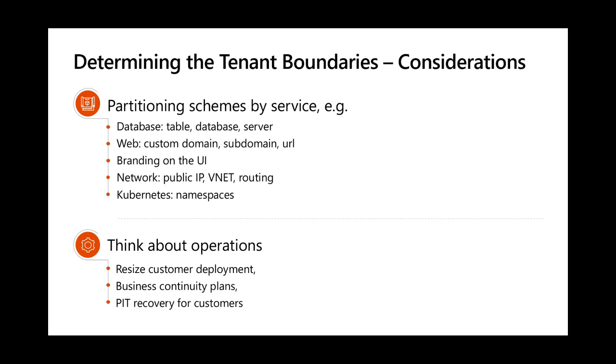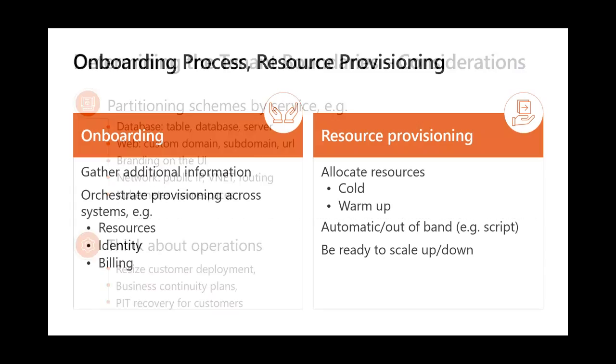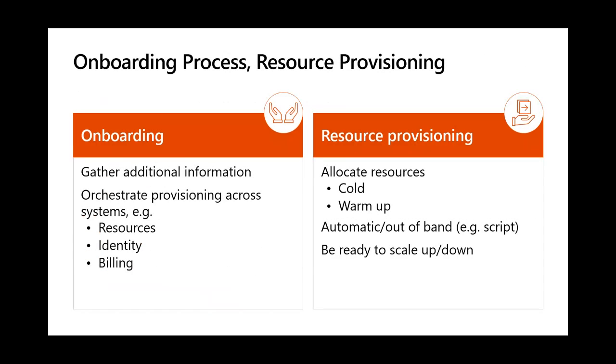And when you're planning the tenant boundaries, you should also think about the operations part. So how am I going to resize the customer deployment? If you have small, medium, large SKU plans, and if the customer wants to go from small to large, how am I going to resize this? What's going to be the business continuity plan for the tenants? Am I going to allow point-in-time recovery for customers, etc.? So this is point number 1, tenancy.